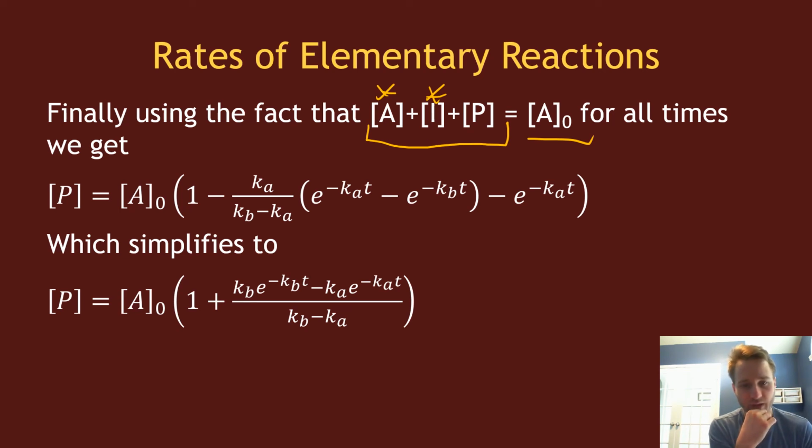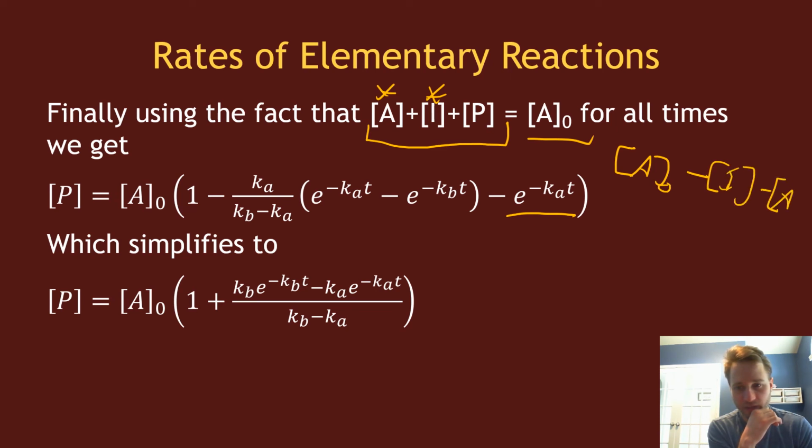For the concentration of A, I have e to the minus Ka t. And how I got this equation is I put the concentration of A naught minus the concentration of I minus the concentration of A. That equals the concentration of P.